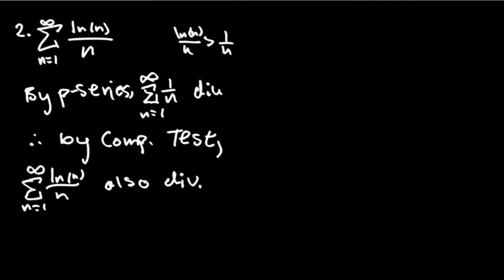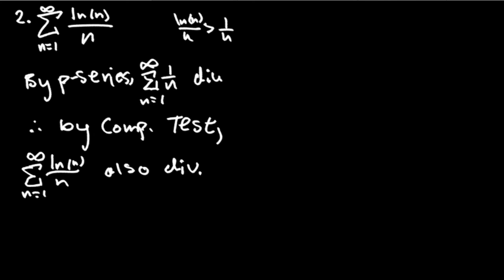All right, so that's the comparison test. It's fairly straightforward if you can think about what relates to the thing that you're given. So if you can easily find a function, generally a p-series works the best because you already know the convergence just by looking at the power, right? So chances are if a p-series works, try that, compare them, see what happens. If not, there are other tests that you can use as well.